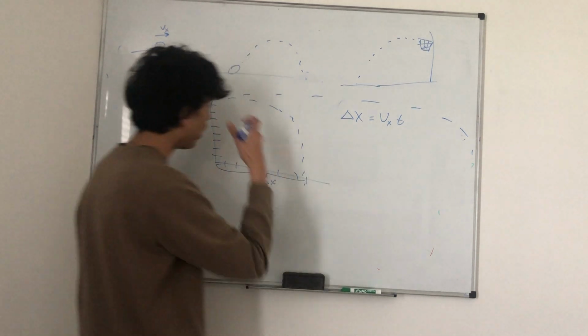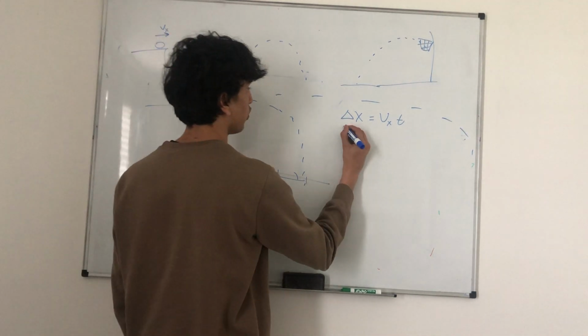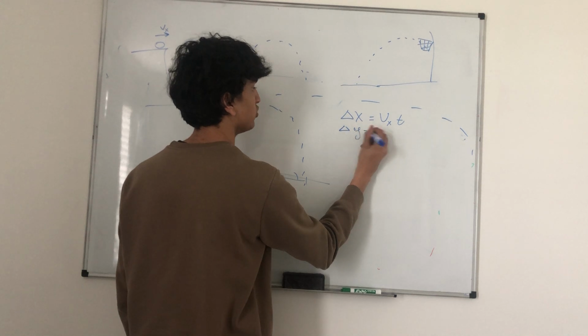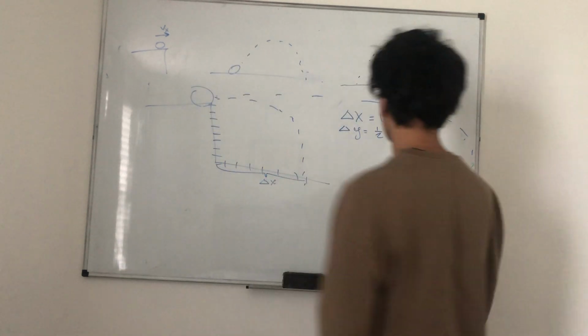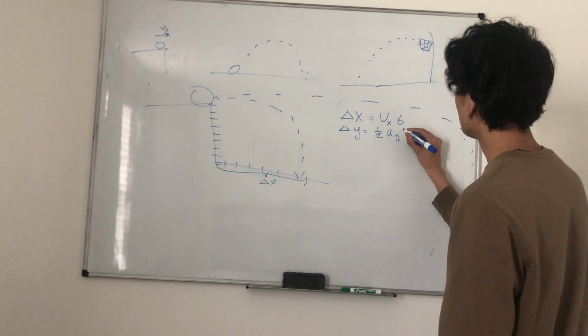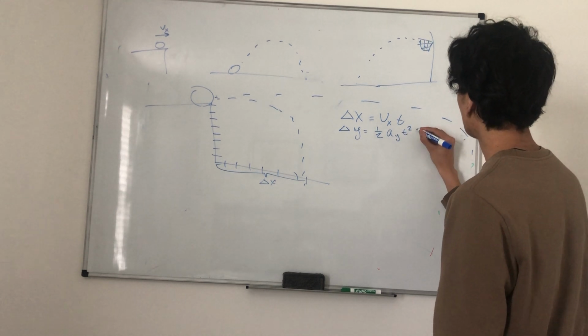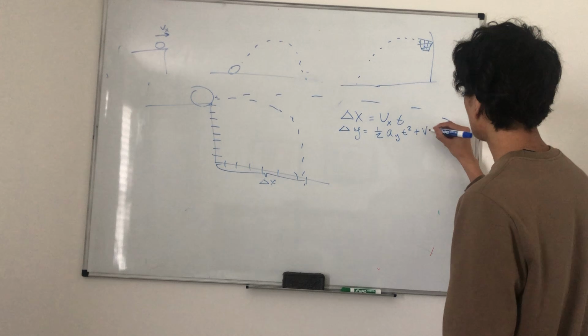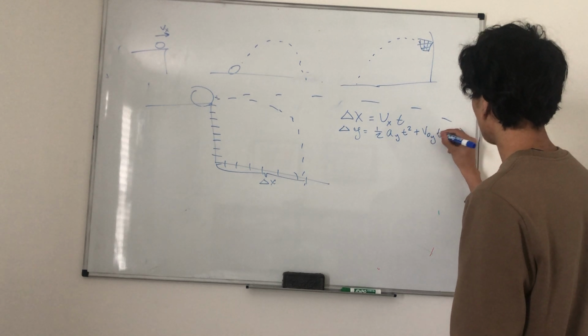And then for the y direction motion, we have the change in y equals 1/2, now take a look right here, 1/2 acceleration in the y direction times t squared plus v naught y times time.